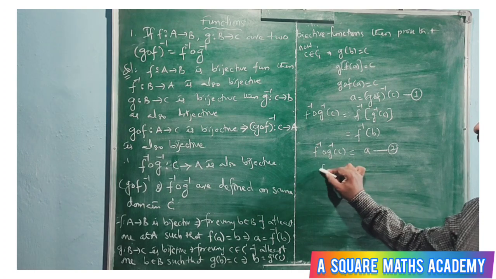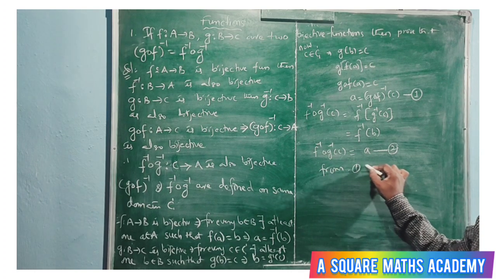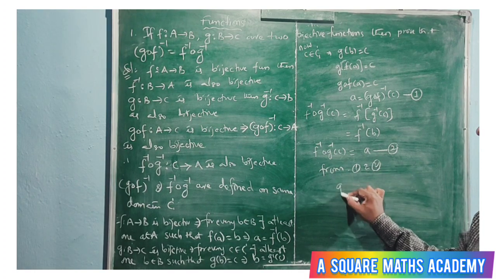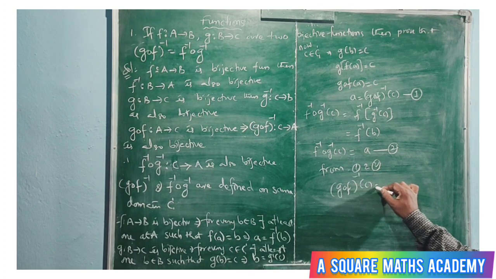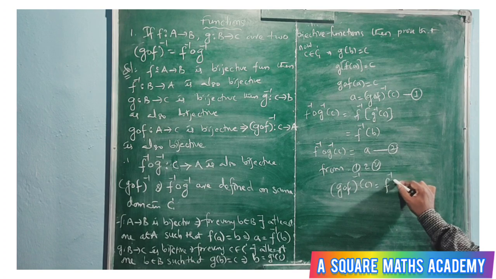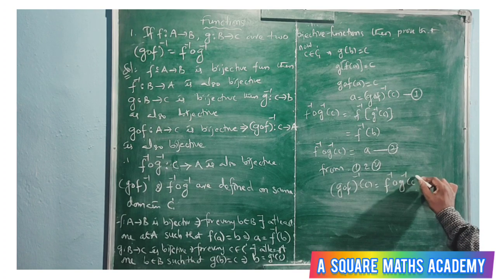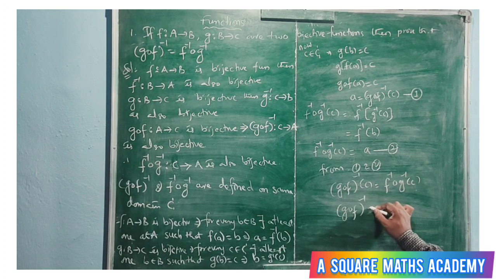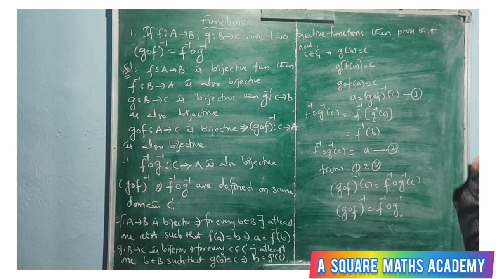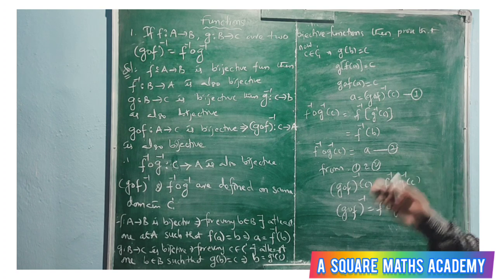So from 1 and 2 what do we get? (g∘f)⁻¹ of c equals f⁻¹∘g⁻¹ of c. So that is nothing but (g∘f)⁻¹ equals f⁻¹∘g⁻¹. So this is a most important theorem. Maximum expected here: (g∘f)⁻¹ equals f⁻¹∘g⁻¹.